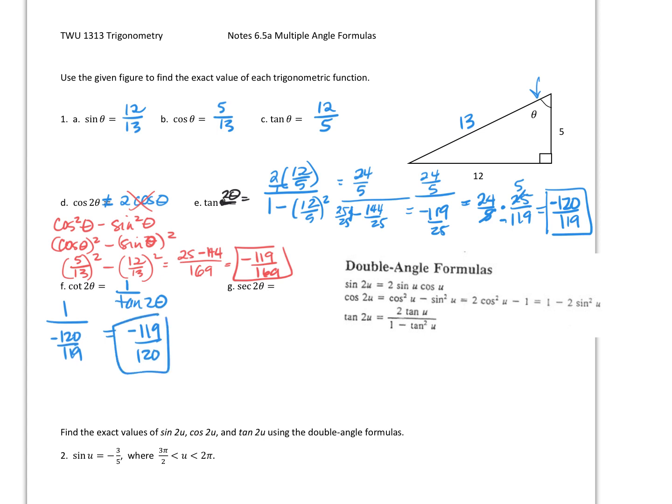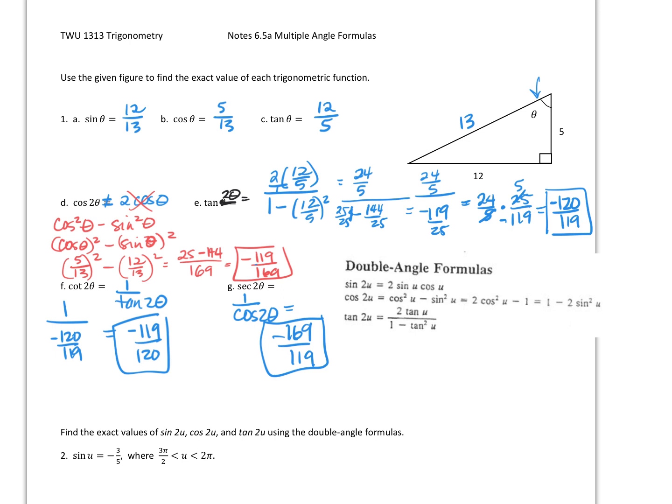And secant of 2 theta, well, remember that's 1 over the cosine of 2 theta. So it's going to be the reciprocal of cosine 2 theta. And we said that was negative 119 over 169. So if I reciprocate that, I get negative 169 over 119. All right, so there's that.